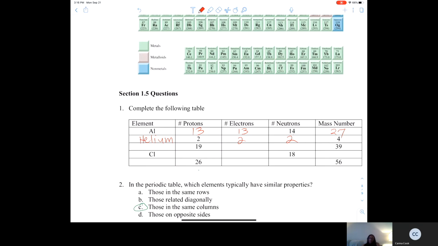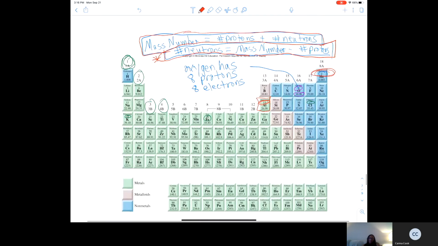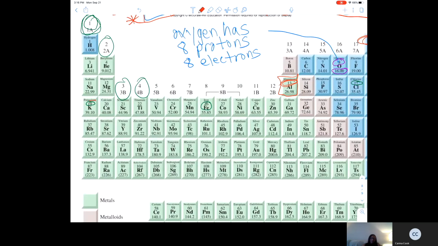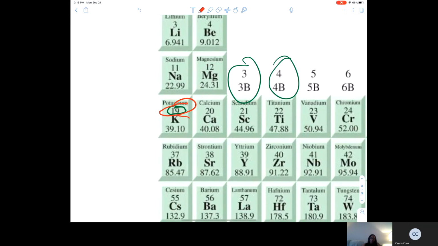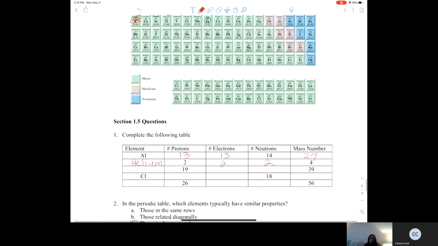The next row, we have 19. The element in question has 19 protons. So we find the element that's atomic number 19. And that is potassium, K. If there are 19 protons, then there are also 19 electrons. And then to get the number of neutrons, we take the mass number, 39, and subtract from it the number of protons, 19, and we get 20 neutrons.